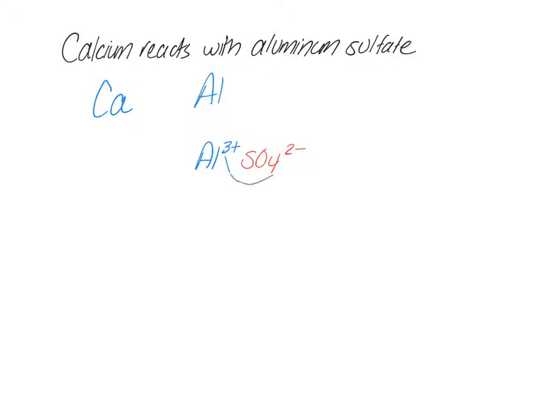So that means that the 3 is going to go over here. This 2 is going to go over here. So we're going to get Al2 and then SO4 with brackets around it and a 3. Okay, so in terms of dancing here in my single replacement reaction, if I have to look at who is going to go with who, the calcium and the aluminum cannot go together, right? It has to be a metal and a non-metal. So now calcium is going to go with sulfate instead.